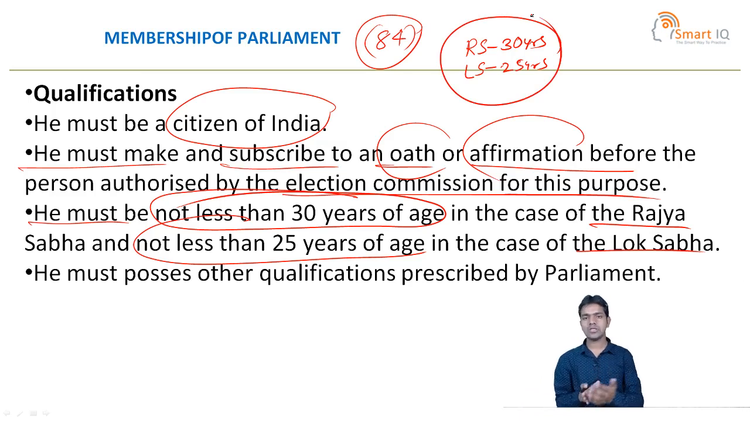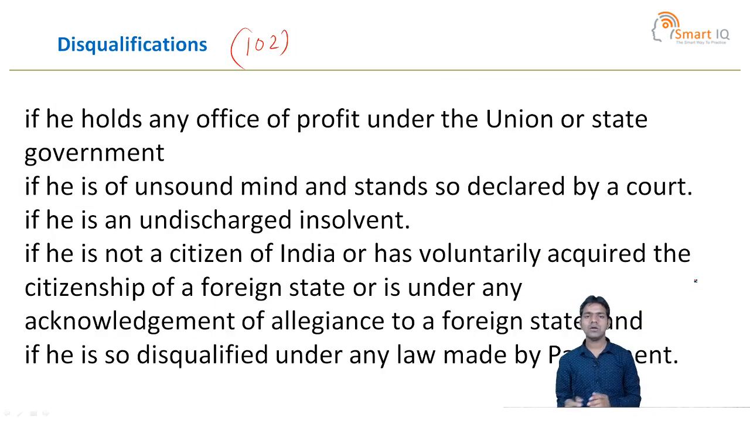Okay, this is the age regarding the member of the parliament. In Rajya Sabha, not less than 30 years, and in the Lok Sabha, not less than 25 years. And he must possess the other qualifications prescribed by the parliament. These qualifications also apply to the member of the parliament. And now, disqualifications of the member of the parliament.